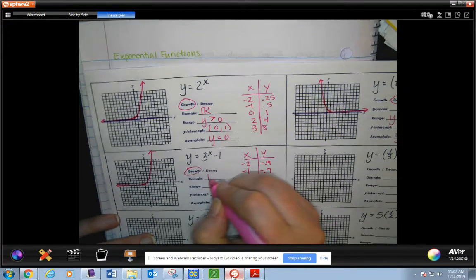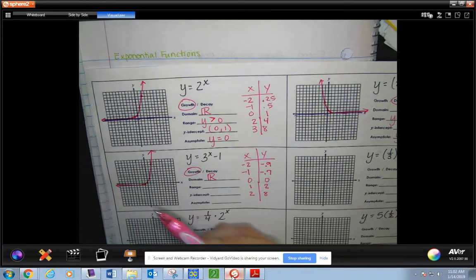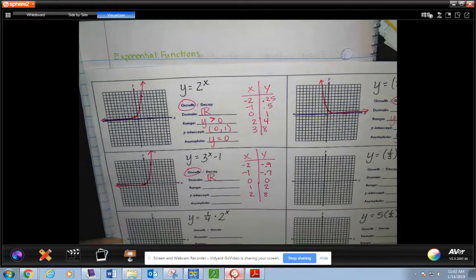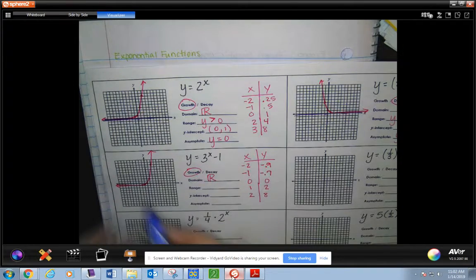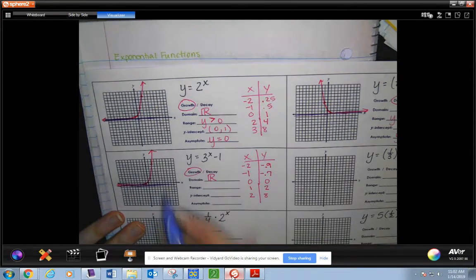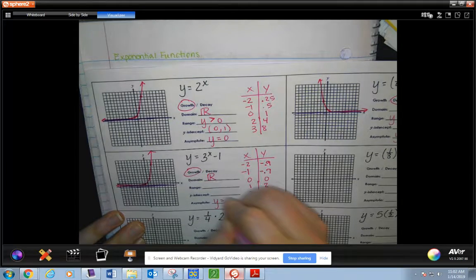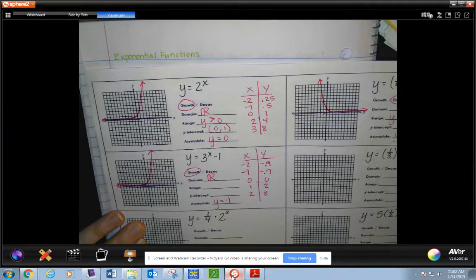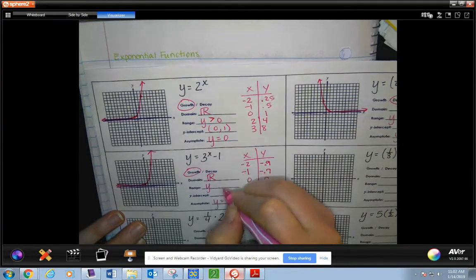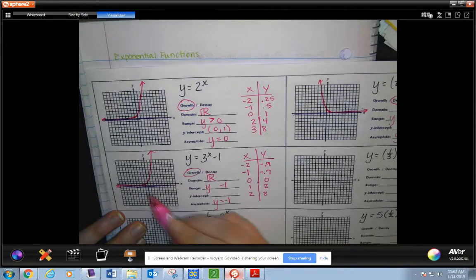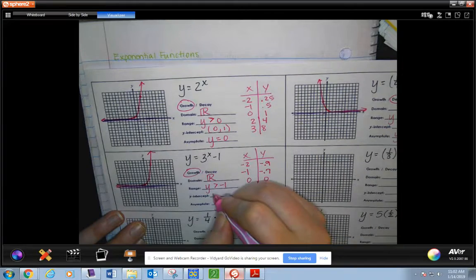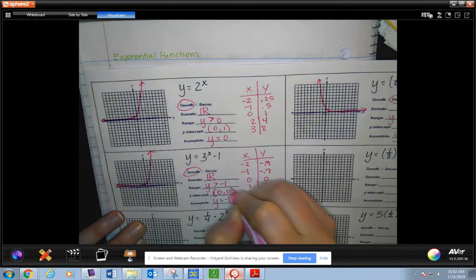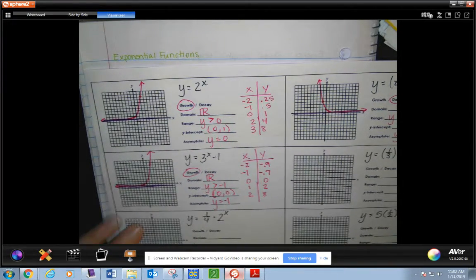Okay, my domain, again, I know is all real numbers. For these, they're going to be all real numbers unless they have a stopping spot. My asymptote, I'm going to start with that asymptote. It's crossing right here, and that is crossing at y equals -1, I apologize. So for my range, I'm going to pull the -1. Since the graph is going up, it is greater than -1. And this time, my y-intercept is 0, 0. Okay, so we're just looking for some key features here.